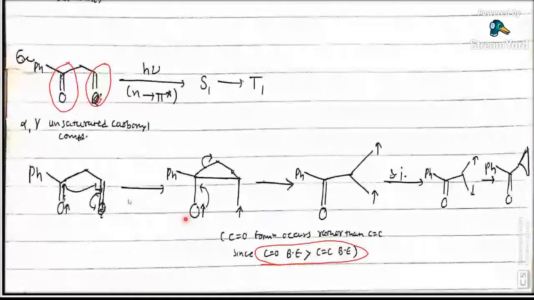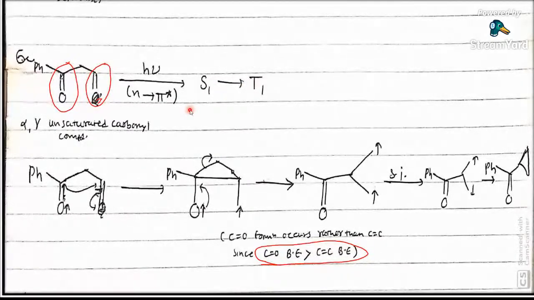Now if you have a structure like an alpha, gamma unsaturated carbonyl compound, here the C double bond C structure is there, and here is the C double bond O structure. In that case, as the C double bond O is there, the n to pi star transition will be there. Initially the molecule will go to the singlet state, then to the triplet state, then there will be the formation of a diradical.